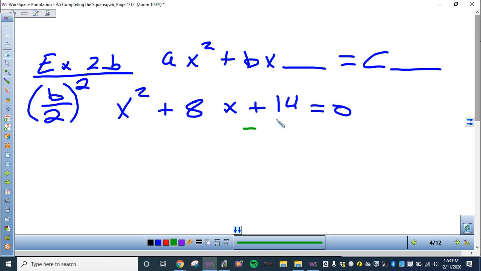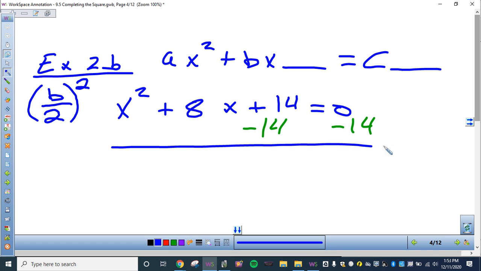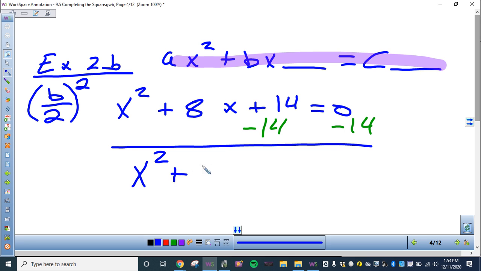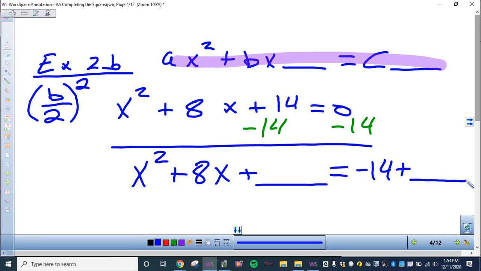So, first thing we're going to do is get that C term over to the other side by subtracting 14 from both sides to make it look like this thing up above. So we have x squared plus 8x, leave my blank spot here, equals negative 14, and my blank spot there. So notice I put pluses in front of both those blank spots. It will always be a positive because we're squaring. So even if the b term's negative, you square it, and it's going to be a positive.